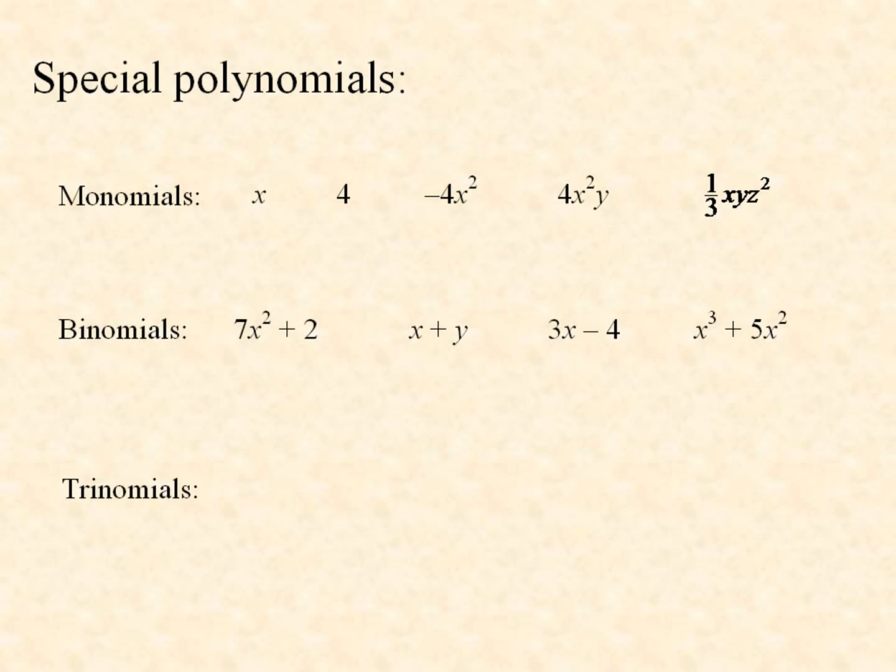Trinomials have three terms. 7y third plus 3y plus 2 is a trinomial. X plus y minus 7 is a trinomial. 2x squared minus x minus 3 is a trinomial. Each of those consists of three terms.